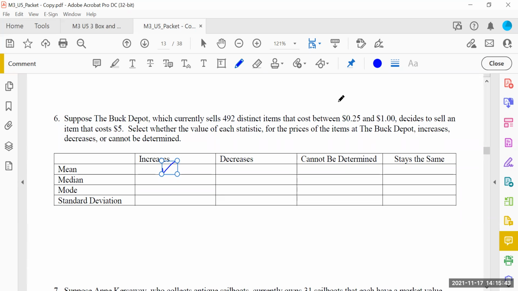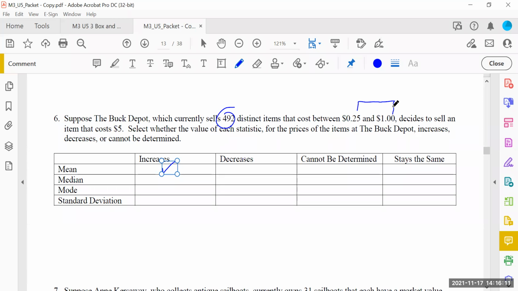Am I going to have items that cost the same amount at this store? Right? There's 492 items. There are not enough numbers in between 0.25 and $1 for them all to cost different amounts. Does that make sense? So right now, I don't know where the median is. And it very well could be that the median could be right next to a bunch of other numbers that are all the same, right?